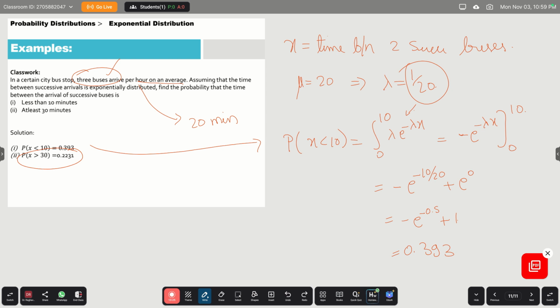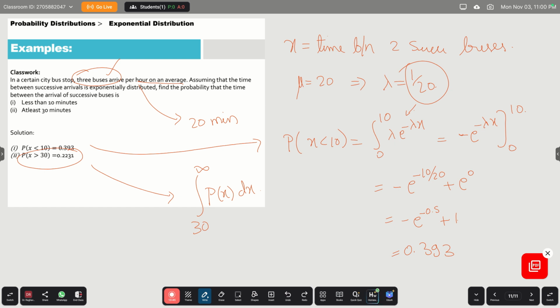The other one I'll leave it to you. It is just the integration of the same thing, but the integration is from 30 to infinity, p of x dx. So when you integrate this, you will get 0.2231 as your answer. You can cross check this.